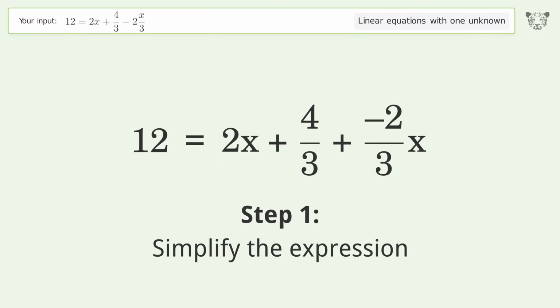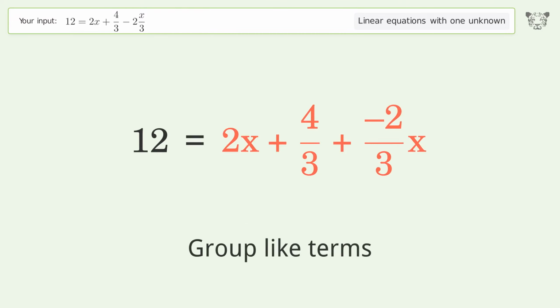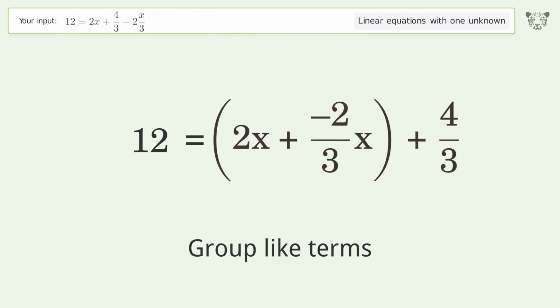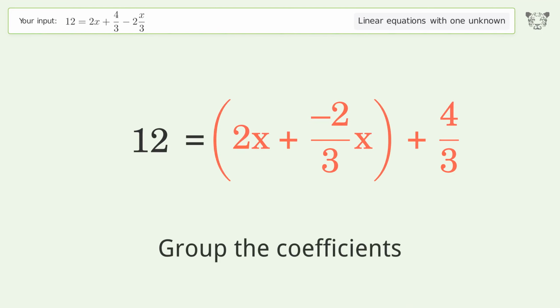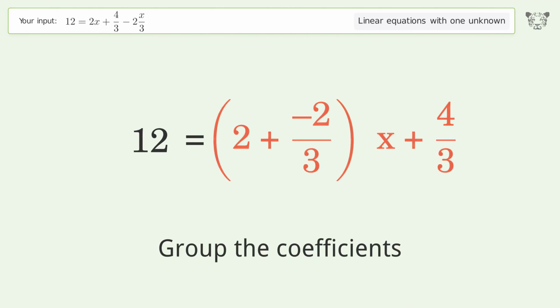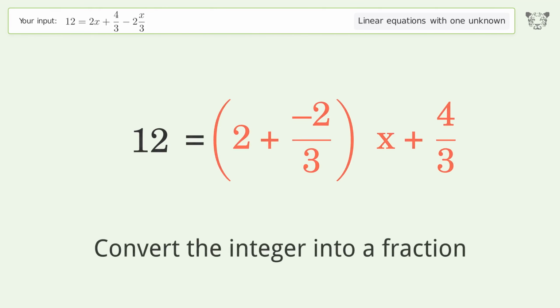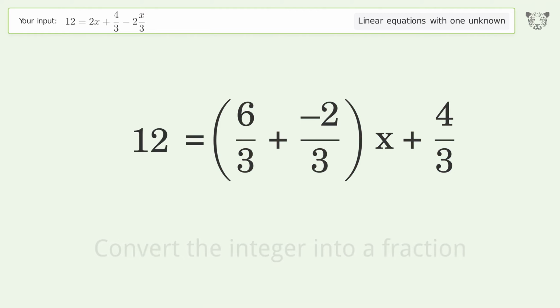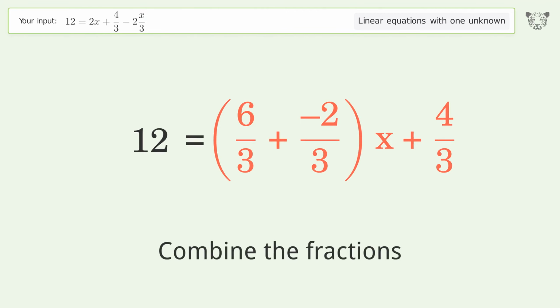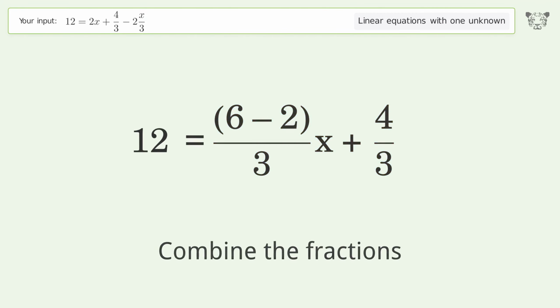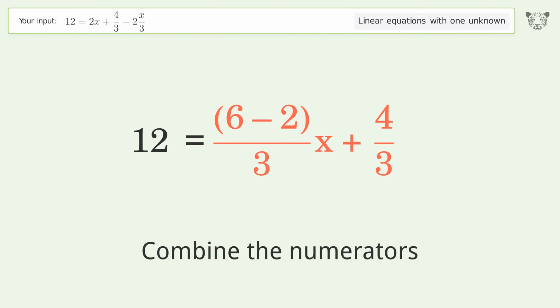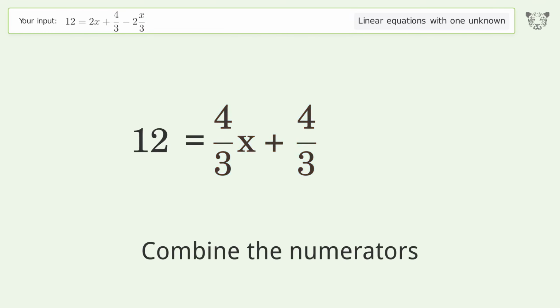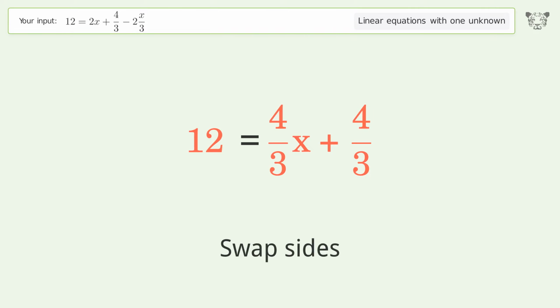Simplify the expression. Group like terms. Group the coefficients. Convert the integer into a fraction. Combine the fractions. Combine the numerators. Swap sides.